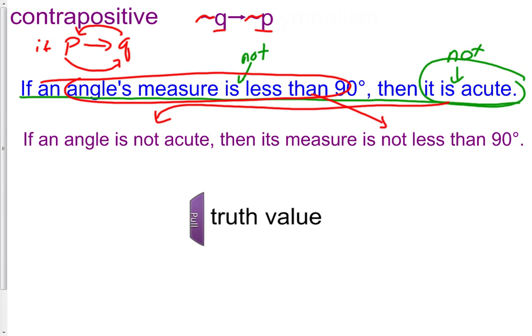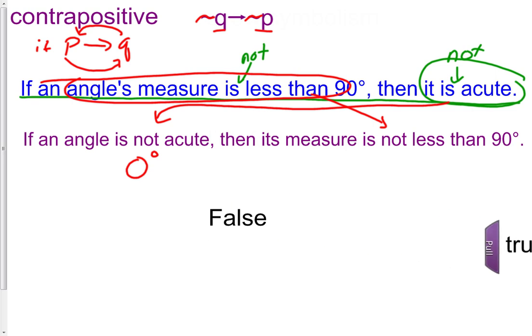So now, talking about the truth value of this one, if an angle is not acute, then its measure is not less than 90 degrees, which happens in most cases. If an angle is not acute, that means it's going to be oftentimes greater than 90, except we have that one case if it's a 0-degree angle. A 0-degree angle is not acute, however, its measure is less than 90 degrees. So this one is false in one instance. If it's false in one instance, then we have to say that the whole contrapositive statement is false.